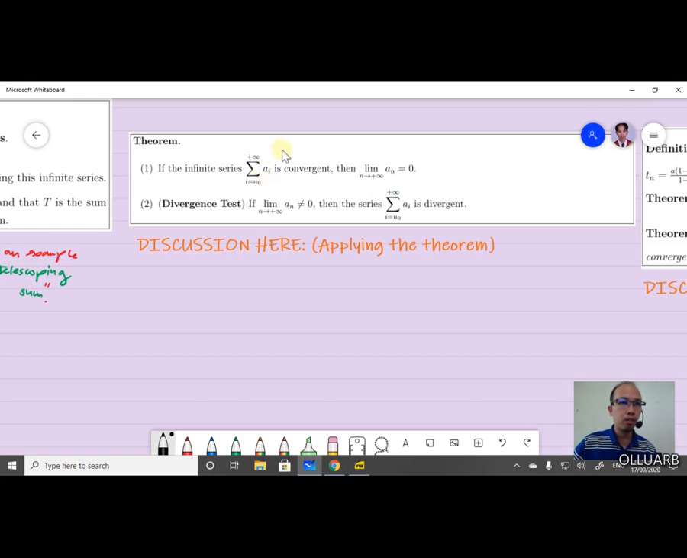Okay, so you can use this theorem one if the series is convergent, and automatically the limit of a sub n is equal to zero. So just like in example number one, we have an illustration here. Illustration, example number one, previous example: summation of 1 over n times n plus 1, where n starts from 1 to positive infinity.